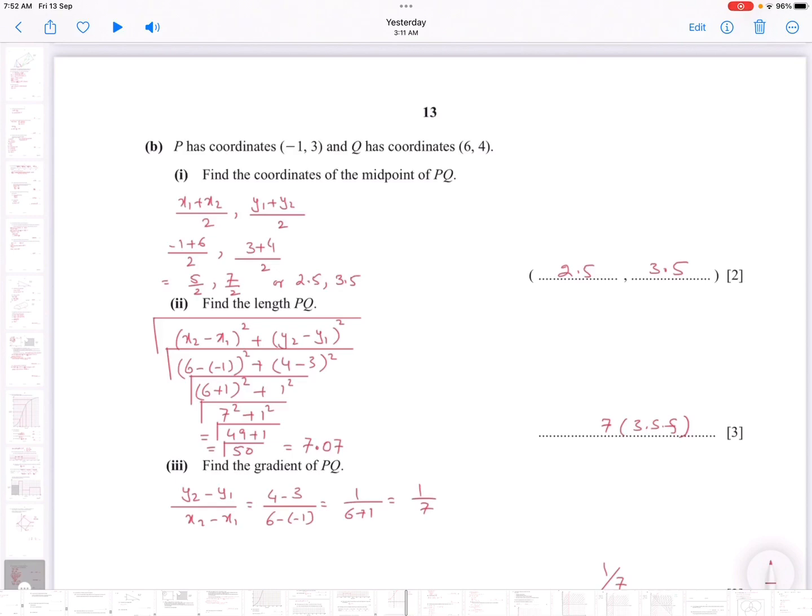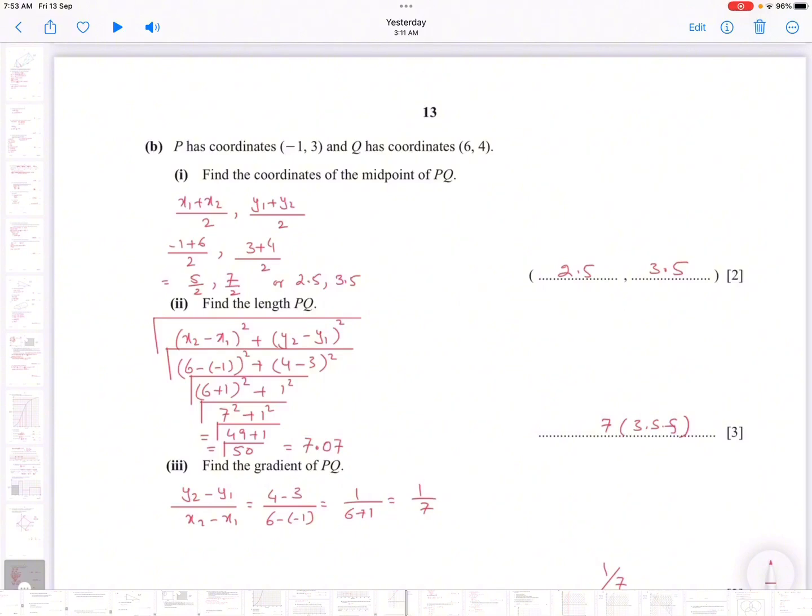So the formula for the midpoint is (x1 plus x2) over 2, (y1 plus y2) over 2. So x1 is my -1 and x2 is my 6. So -1 plus 6 over 2. y1 is my 3 and y2 is my 4. So 3 plus 4 over 2. Simplify it. You get 2.5 and 3.5.